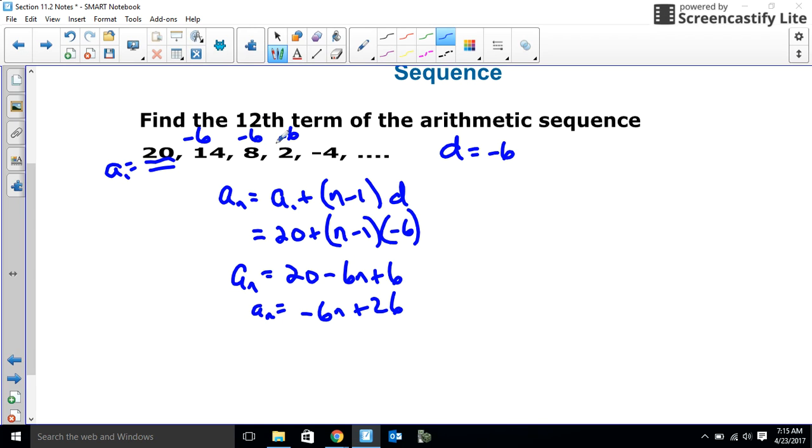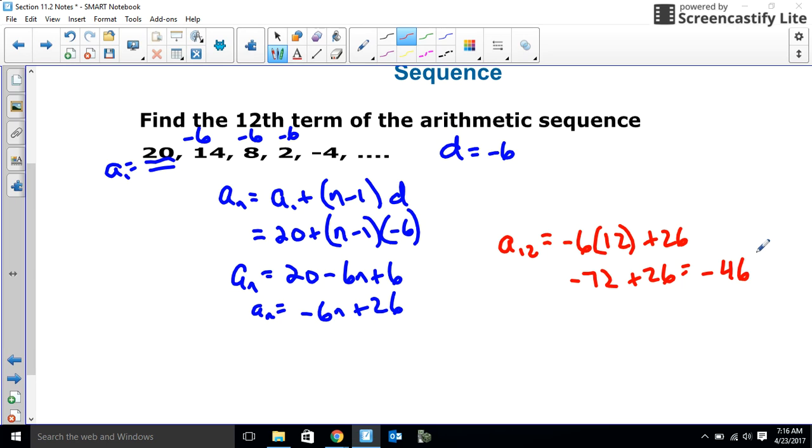Now, what we were supposed to do is find the 12th term. Well, the 12th term, that's where the n value would be 12. So I'm going to find a sub 12, meaning I'm going to replace that n with a 12. All right, so I would get negative 6 times 12, which is negative 72. And then I'm going to add 26 to that. So that would give you negative 46. So the 12th term will be negative 46.